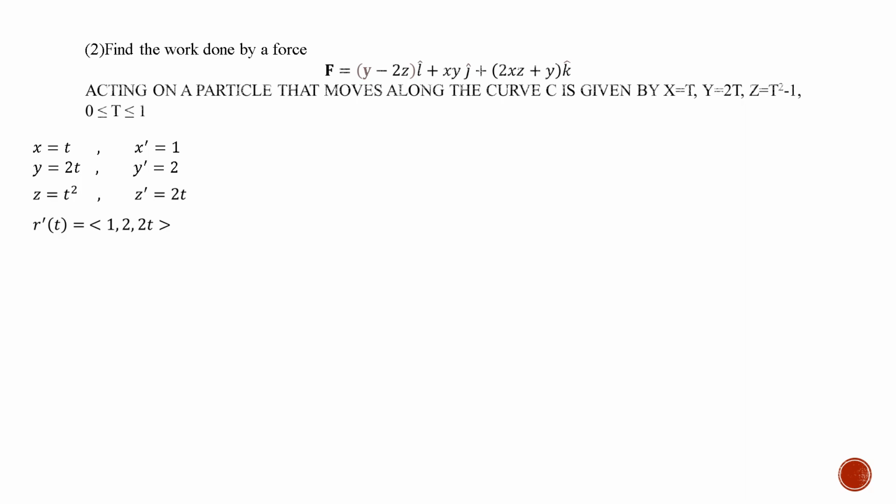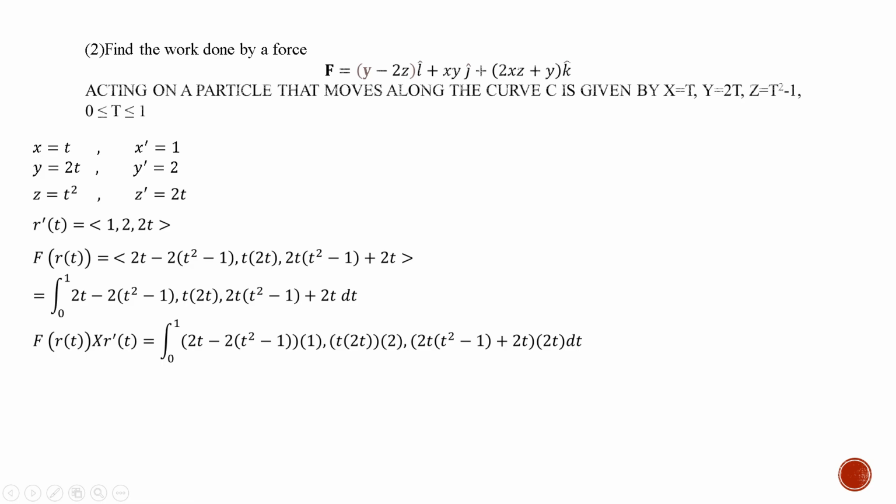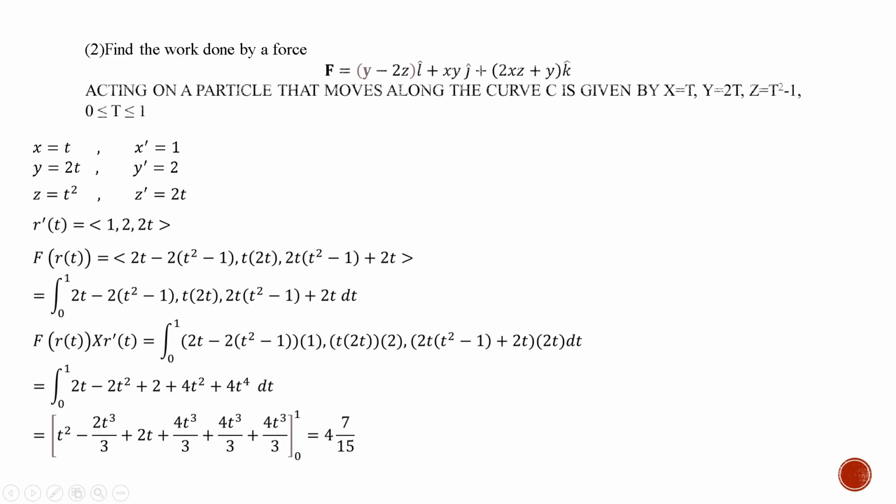The next step is we enter the value of the curve into the force, and then we get the parametric equation for the force. The next step is we combine the parametric equations by using the formula, and then we integrate from 0 to 1 to get the value of work. That's how we find the work done by force using line integral in vector form. Thank you.